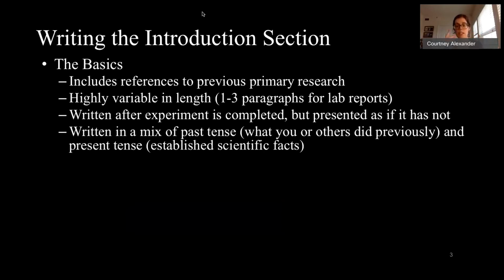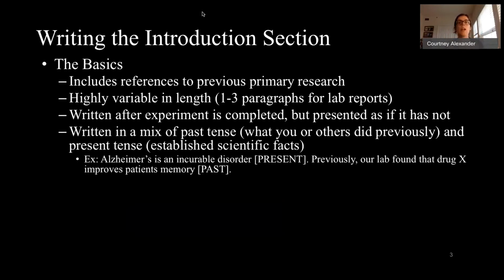And then present tense is where you put established scientific facts. So for example, if I was writing about Alzheimer's disease, I would say in the present tense, Alzheimer's is an incurable disorder. That is a known scientific fact. You can look it up on Wikipedia. Now, for the next sentence, I would use past tense. Previously, our lab found that drug X improves patients' memories. Okay. Past tense for something that I or my group or other scientists have done, but it's still not established as a scientific fact. It's more just a recent experiment.